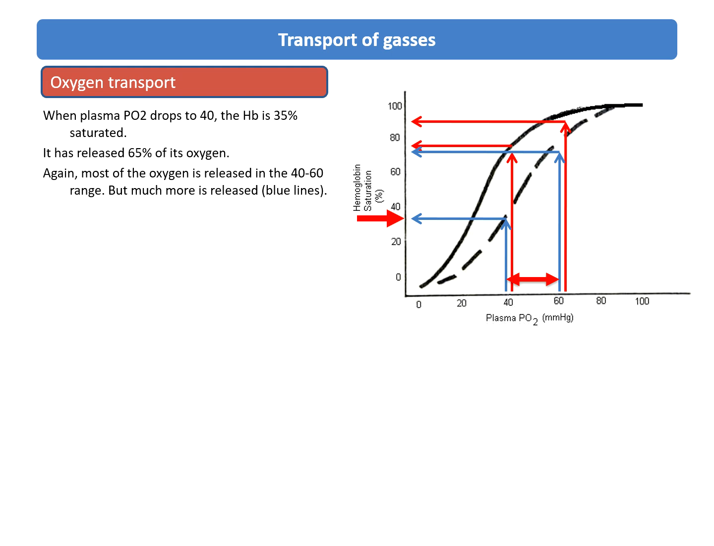Again, most of the oxygen that will be released is released in the 40 to 60 range. Much more is released, though, as indicated by the blue lines. So saturation drops from 75 to 35%. 40% of the oxygen has been released.